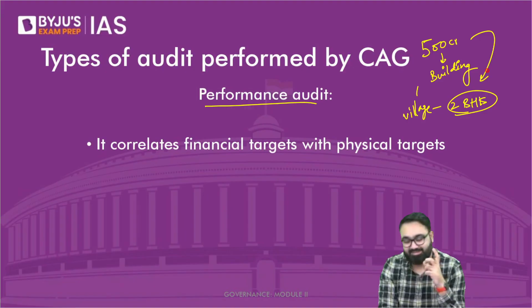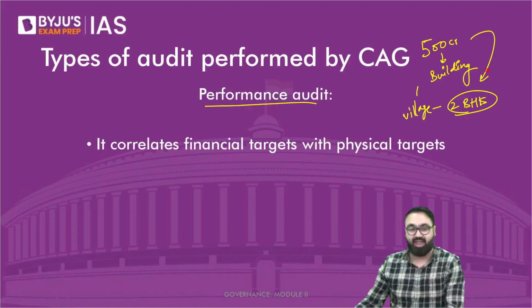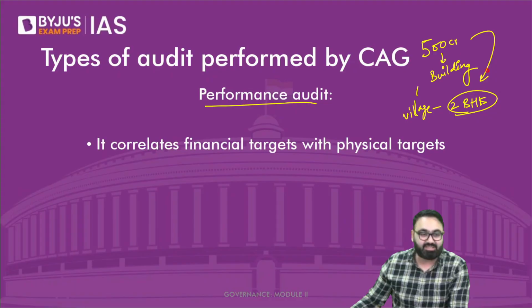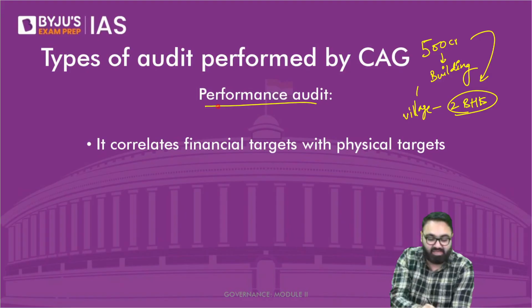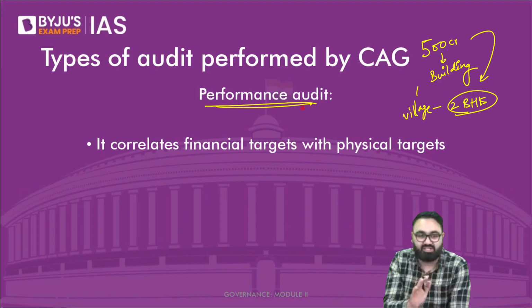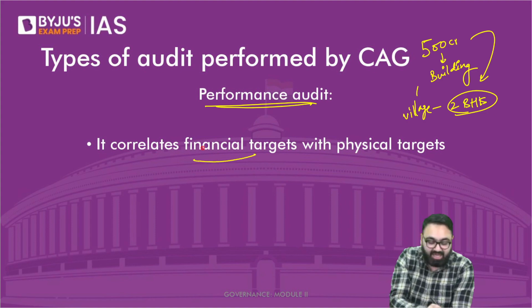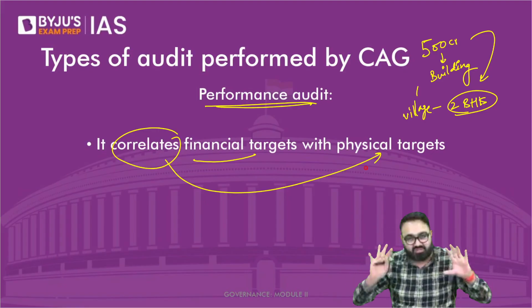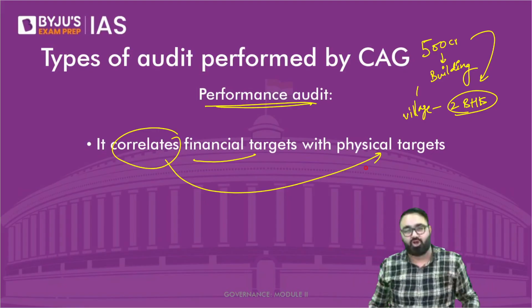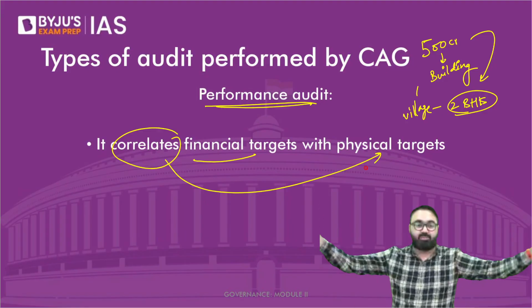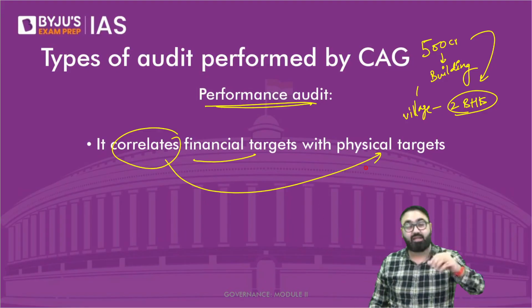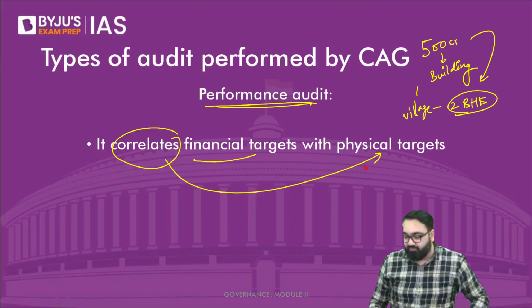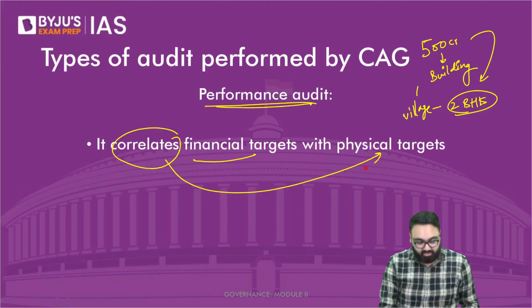Because, Swadesh, we want to come back to the village and we have to do this. This is obviously something that the CAG will not like. This is what CAG will report in performance audit, meaning that CAG will check whether financial targets are related to physical targets. If you spend this much money, did you really achieve something which was worth 500 crores or not? If you spend this much money and you got this much in return, that means there is something wrong. This is called a performance audit, whether the financial targets are matching the physical targets that you actually made.